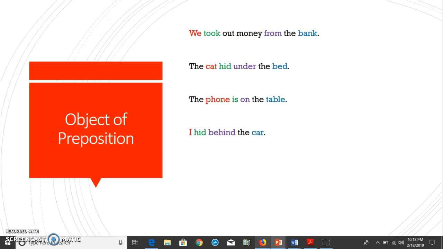Let's step into the object of preposition. Money from the bank. An easy way to find out what the object of preposition is that, as the name states, it entails a preposition. So all you need to do to find out the object of preposition is to find a preposition, and after the preposition, that's the object. So the cat hid under. Once you find the preposition under, you just go to bed, and that is the object.